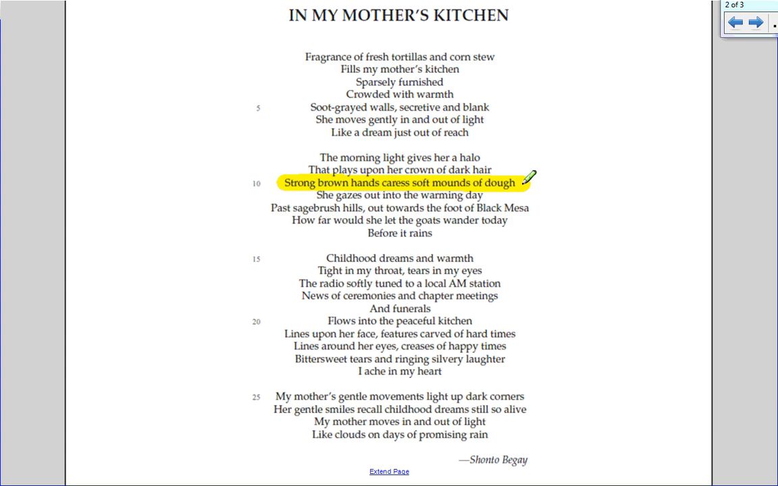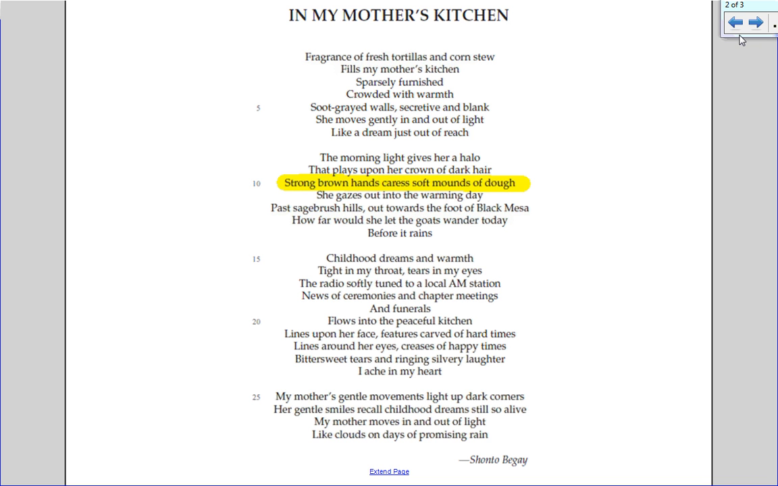The next thing we want to do is predict the answer. So again, the question is line 10 contrasts the mother's strength with. So what do you think we're contrasting her strength with? We see her strength with her strong brown hands. But her strong brown hands are caressing soft mounds of dough. So to me, that actually seems as if even though the mother's strong, there's a certain softness to her because she's caressing the dough. Now that we've predicted the answer, I'm going to say that the mother's strength contrasts with her softness.